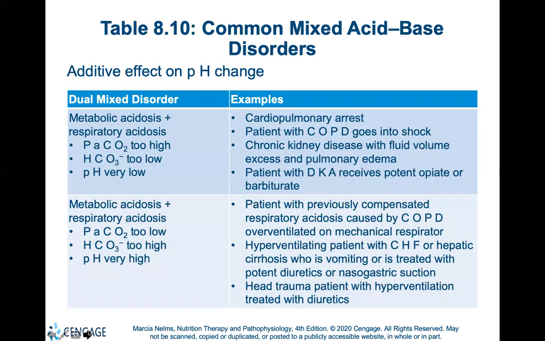Table 8.10 gives examples of common mixed acid-base disorders. Metabolic acidosis plus respiratory acidosis. Examples: cardiopulmonary arrest, patient with COPD goes in shock, patient with DKA receives potent opiate. Metabolic alkalosis plus respiratory acidosis: patient with previously compensated respiratory acidosis caused by COPD over-ventilated on mechanical respirator. Head trauma patient with hyperventilation treated with diuretics.